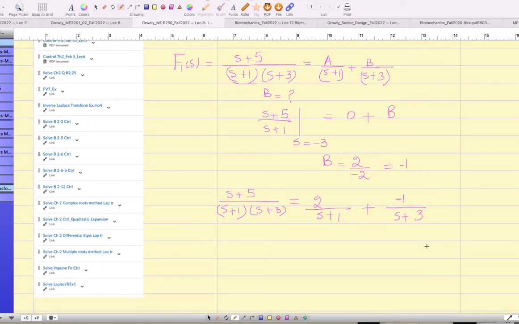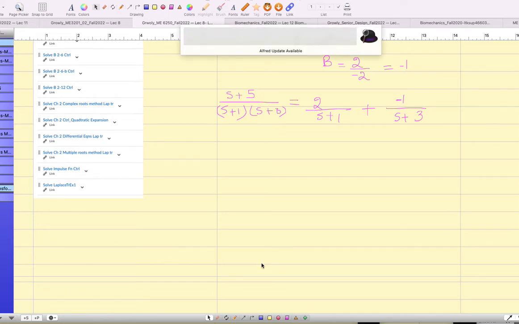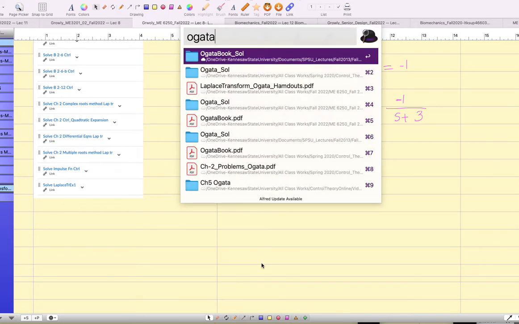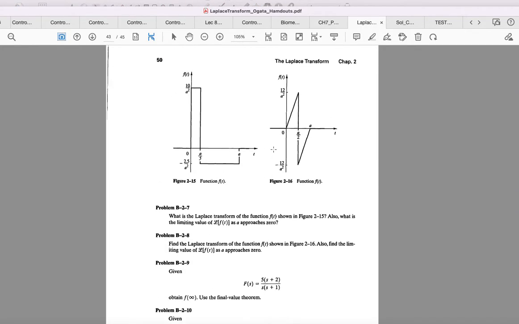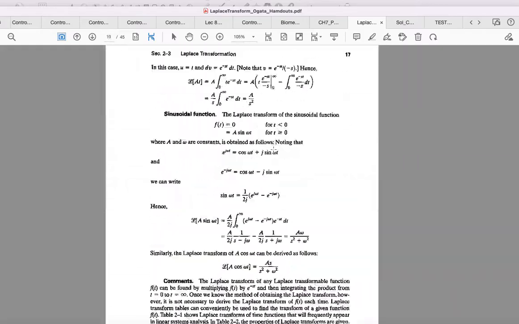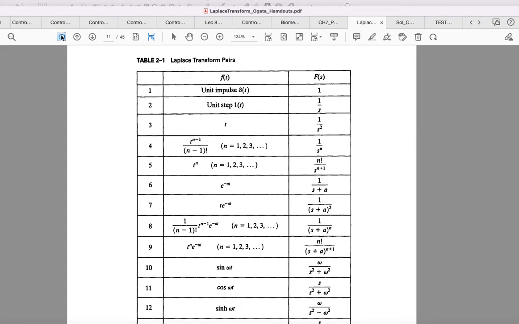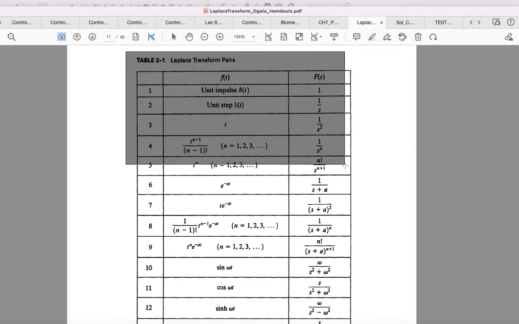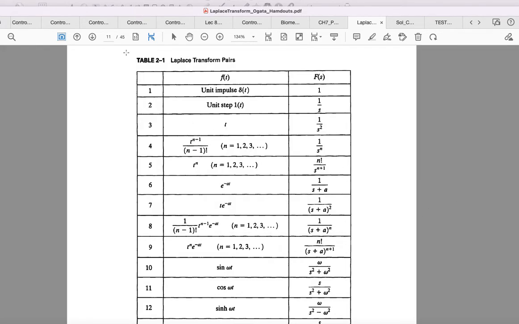So if you do the inverse Laplace, in order to do the inverse Laplace, you have to understand there is a table. So let me show you the table. If I go to the Ogata book, yes, this is the table. So if I cut and paste this table, not the whole, but you can just see, let me cut and paste a little bit more.